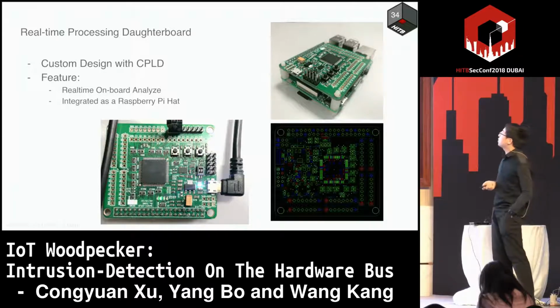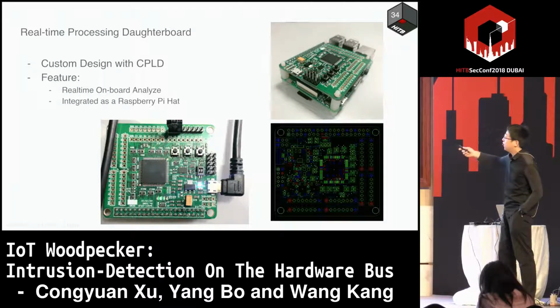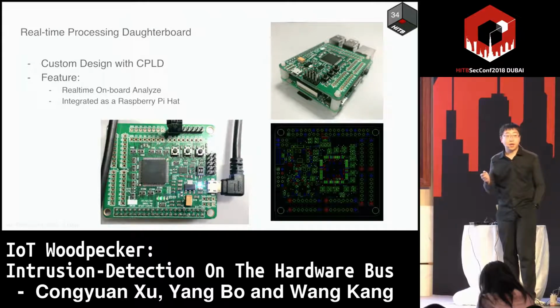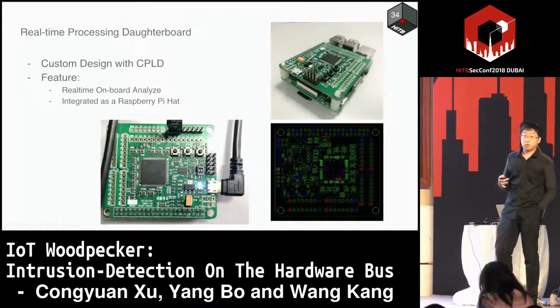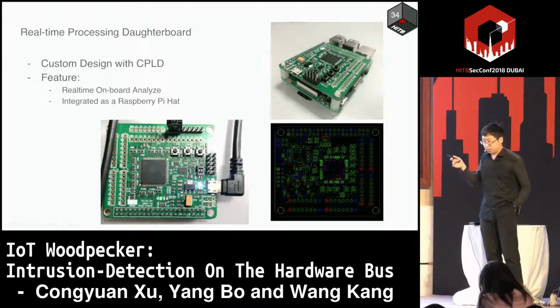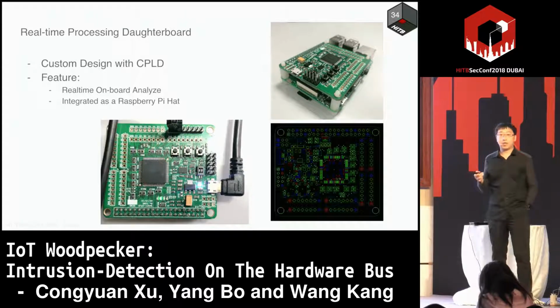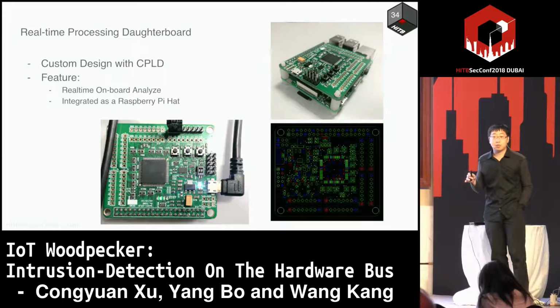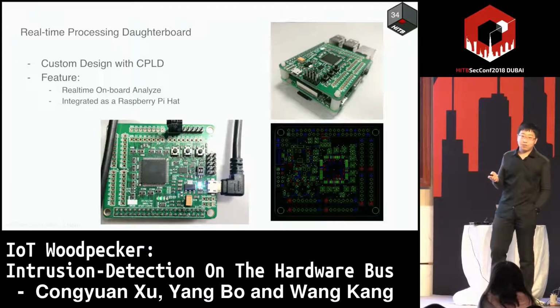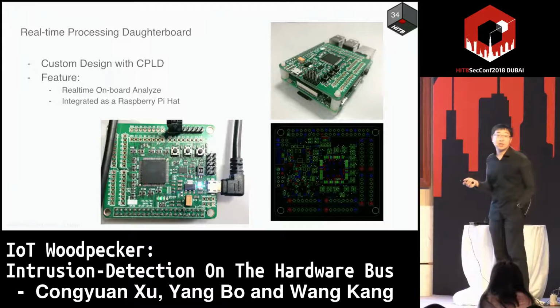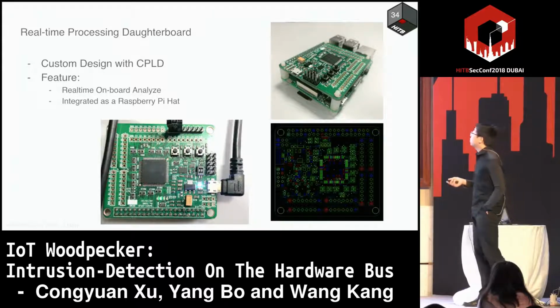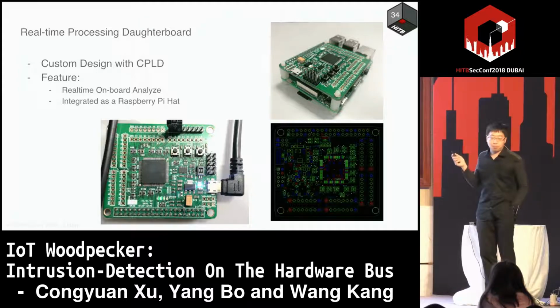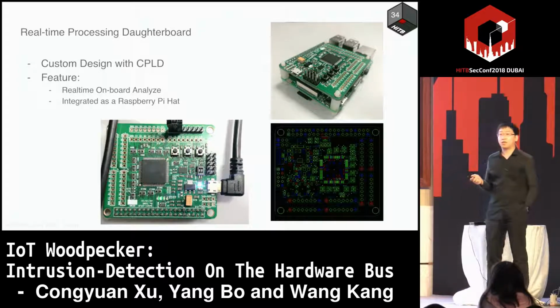This hat is basically a CPLD daughter board for the Raspberry Pi. Why CPLD? Because with components like CPLD and FPGA, the basic logic calculations in the chip can be performed in parallel and can be really fast. And also, they have quite a lot of digital IOs, which is suitable for this application. And why Raspberry Pi? Because it has an operating system inside, and it has the internet.